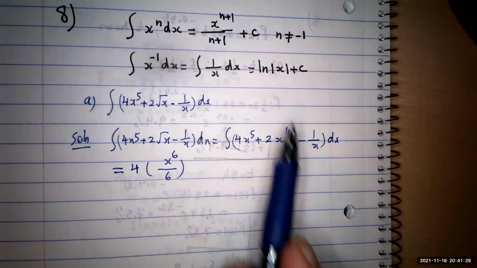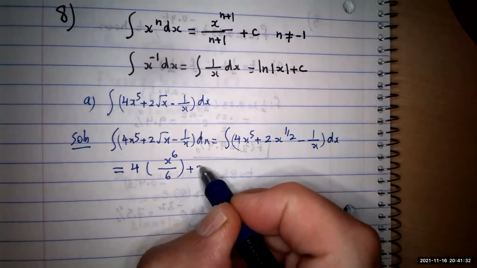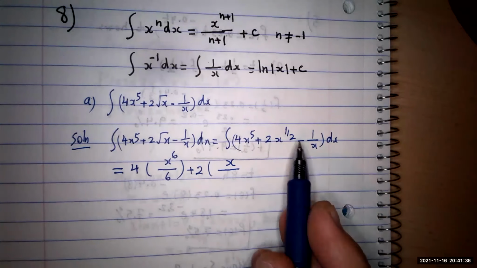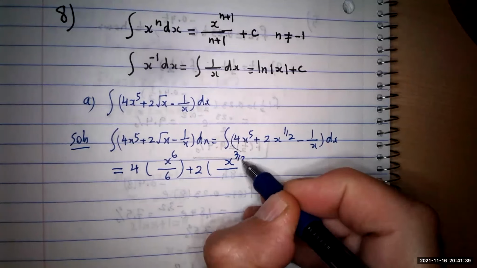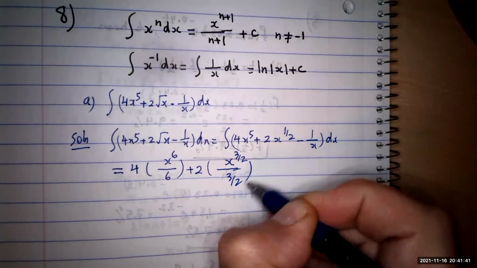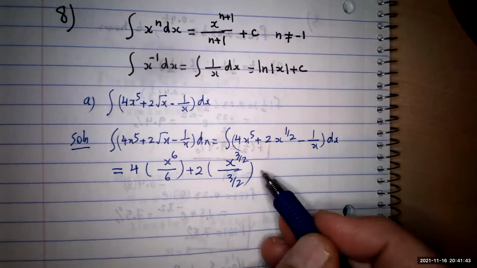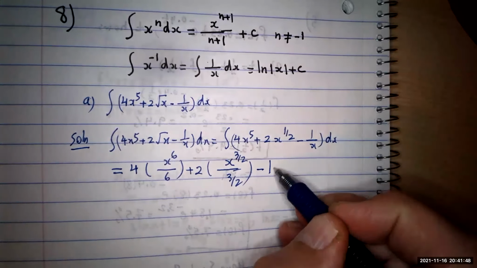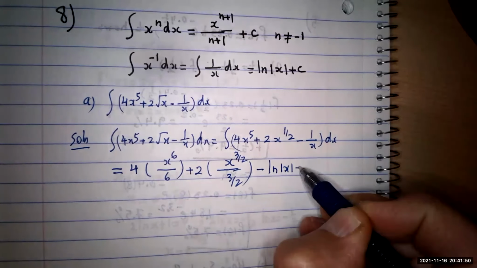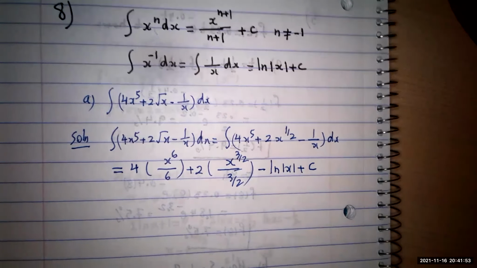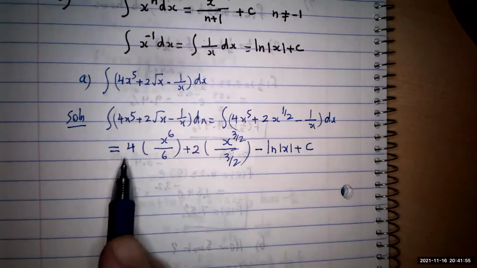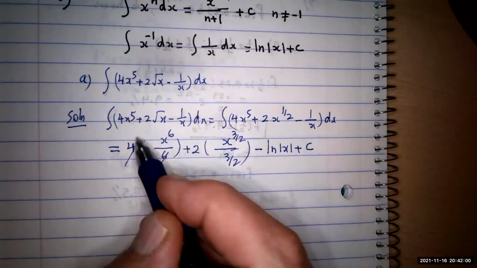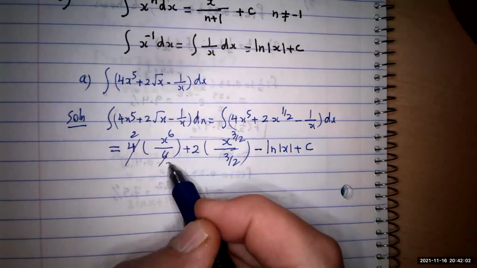Next, you keep the 2 and you add x to the, this is 1/2, 1/2 plus 1 would be 3/2, divided by 3/2, done. Minus the integral of 1 over x, which is ln of the absolute value of x, but we always add the constant c to get the general solution. You have to get rid of these numbers. You simplify it if you can. So this would be simplified by 2. So that gives you 2, that gives you 3.